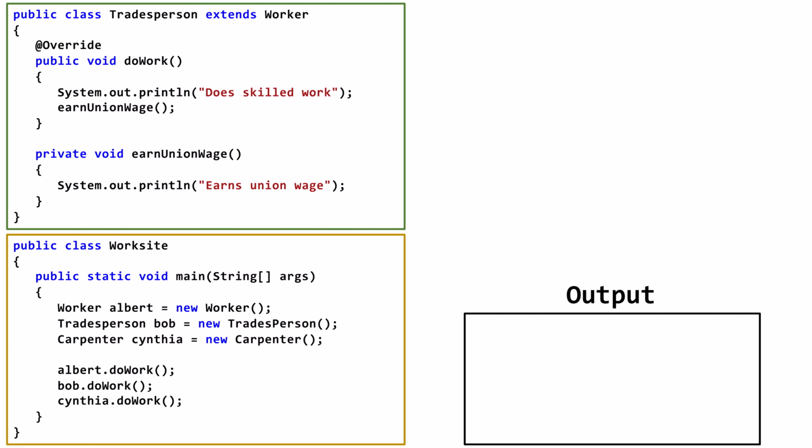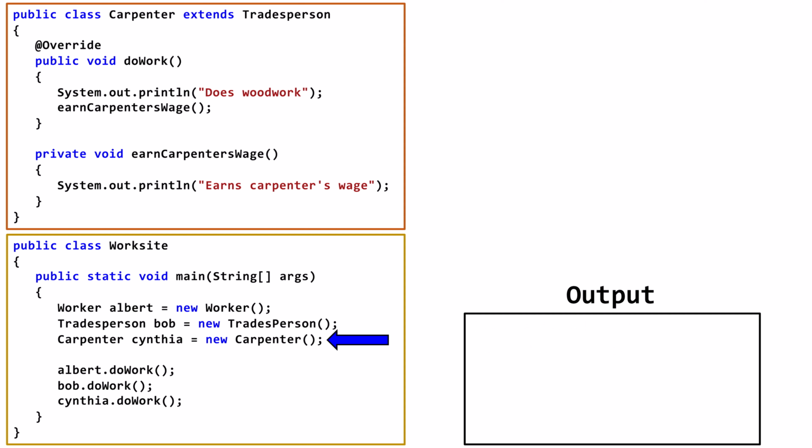Next, let's look at tradesperson. The Bob variable is pointing at a new tradesperson object. We skip down and call doWork from the object that the Bob variable is pointing at. Java goes to the overridden version of doWork, which outputs does skilled work. Then it calls the earnUnionWage method, which outputs earns union wage.